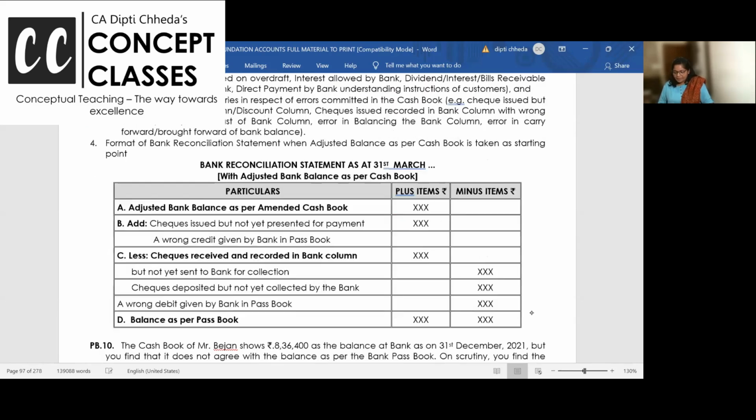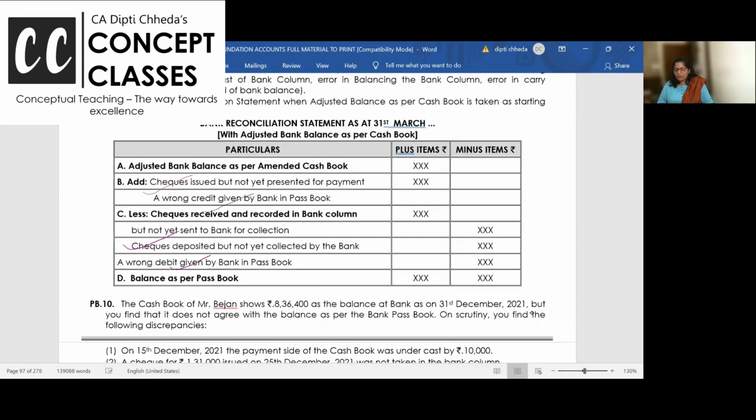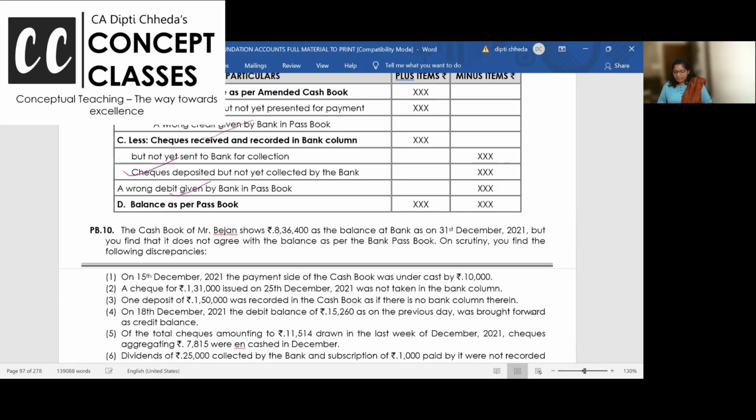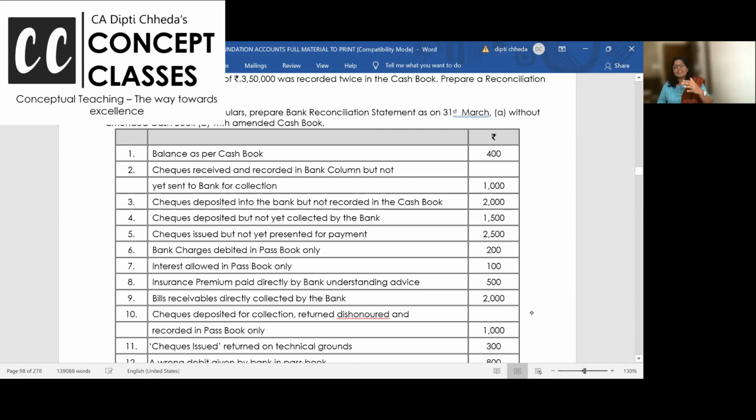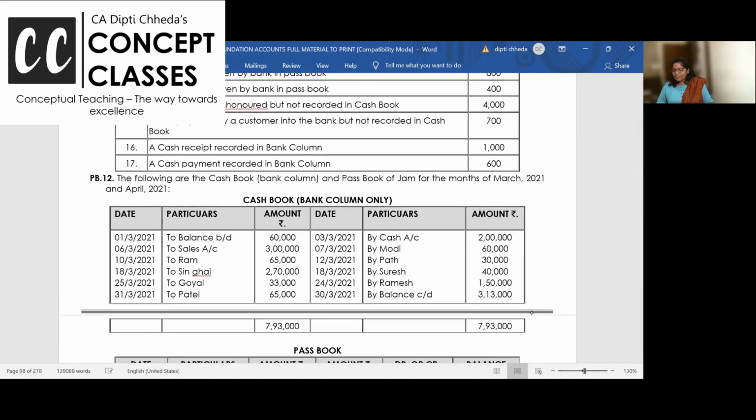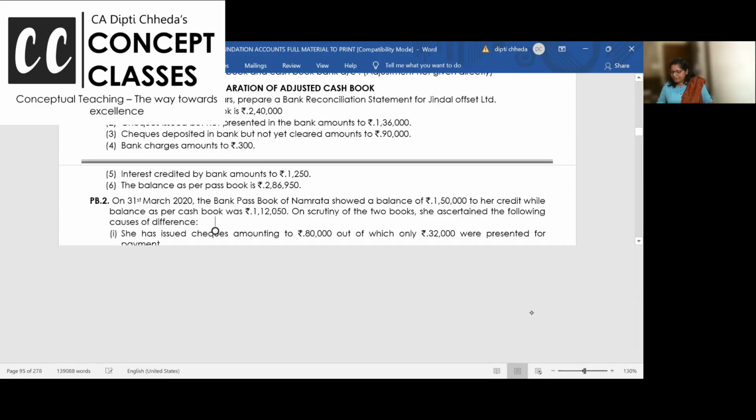First, you have to prepare the adjusted cash book, then only very limited items: check issued or check deposited, or wrong debit or wrong credit in the passbook. Only 4 entries will come in the BRS. With this, we have done these problems yesterday. I had asked you to do the 11th problem with the first method. If the adjusted cash book is not there, all add and less you will do together in one, right? Okay, now today what we are doing, first you listen carefully, you will understand.